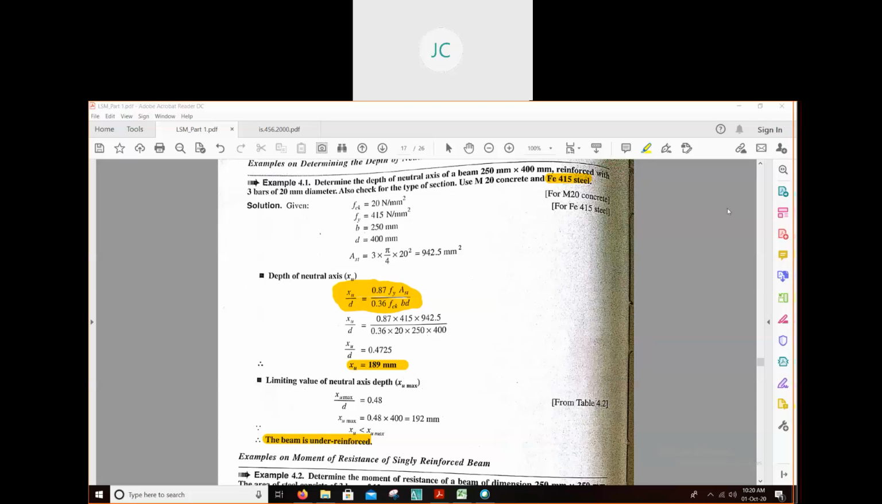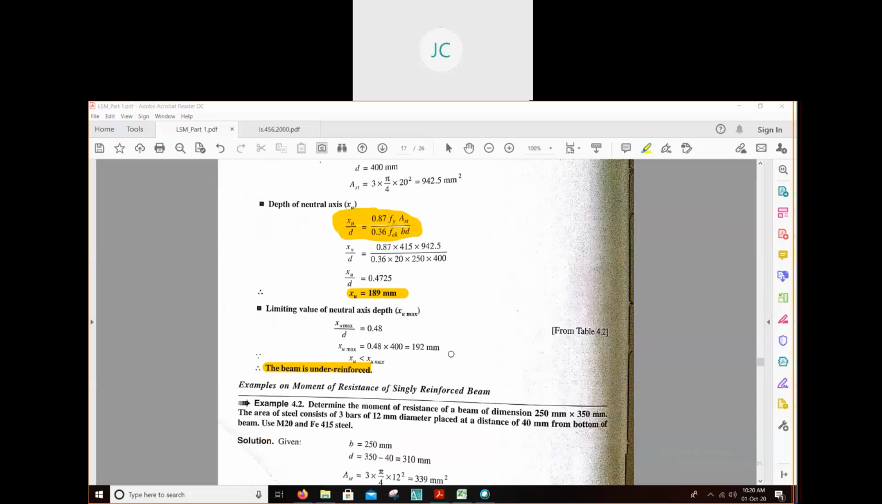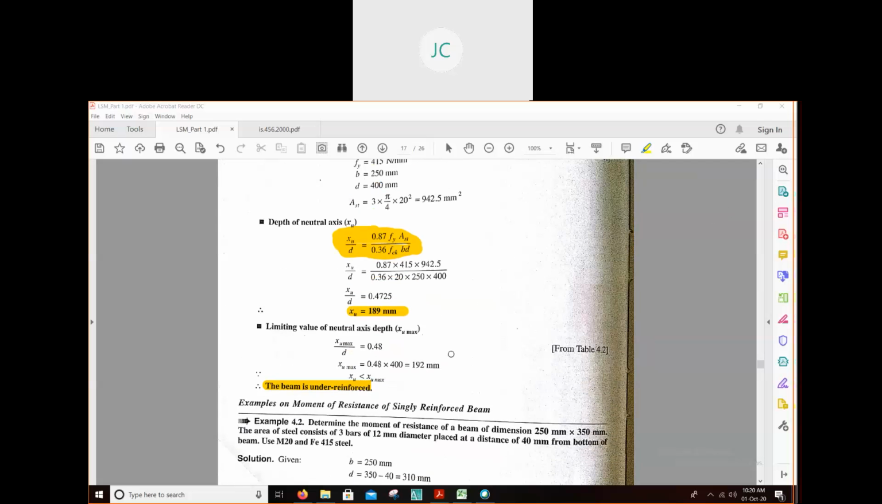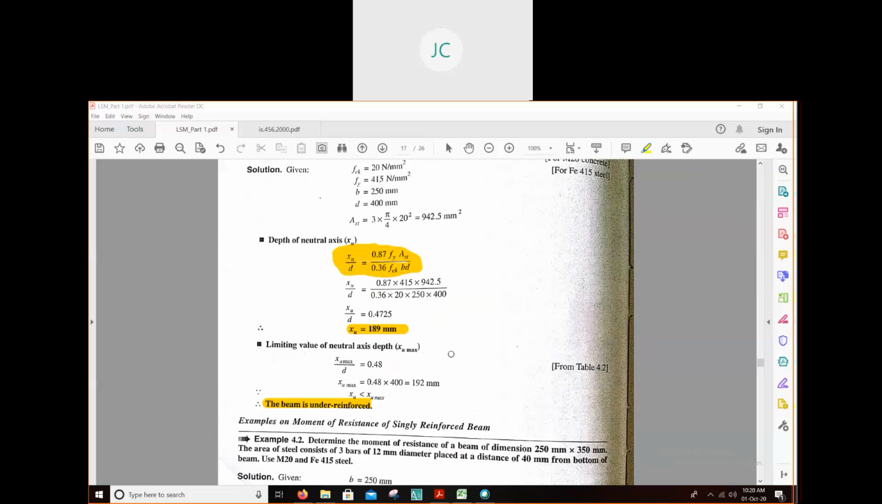Do you have any doubt in this problem? Anyone have any doubt in this problem? No, sir. Okay.